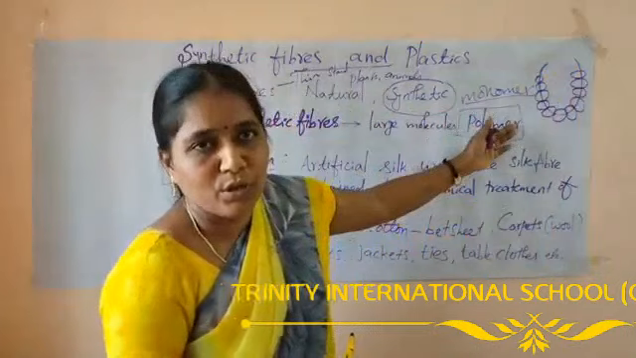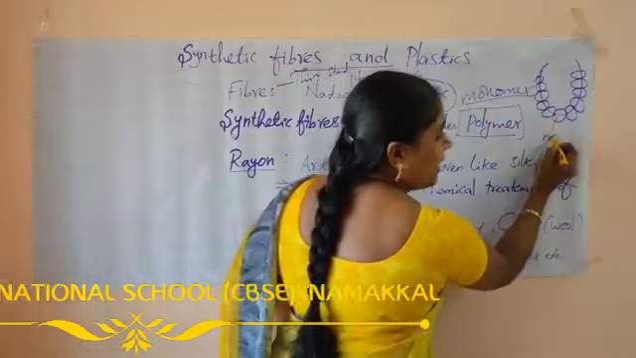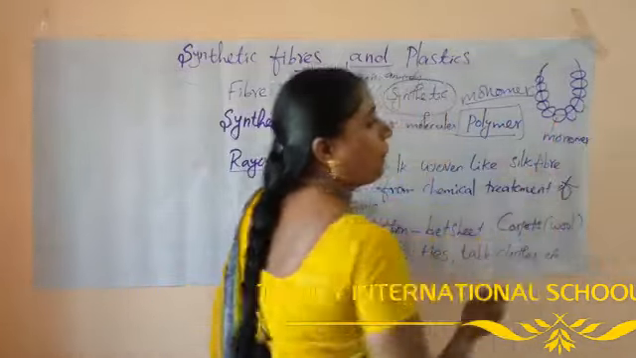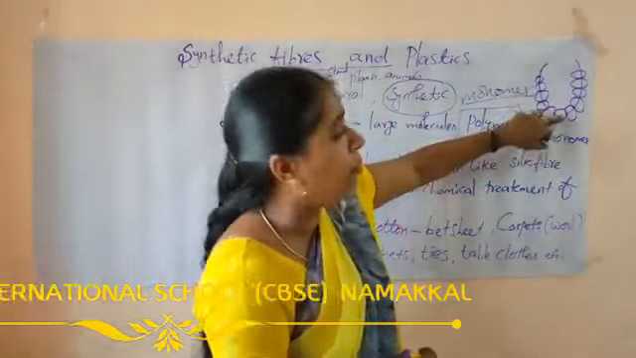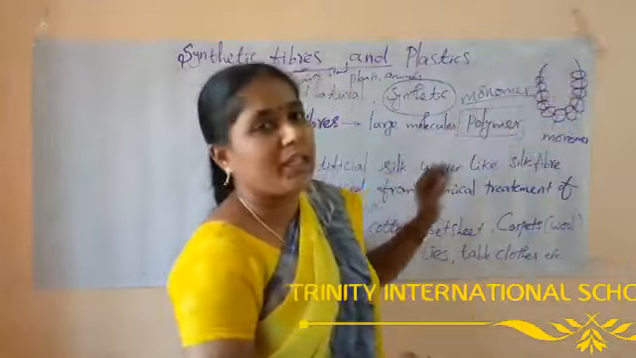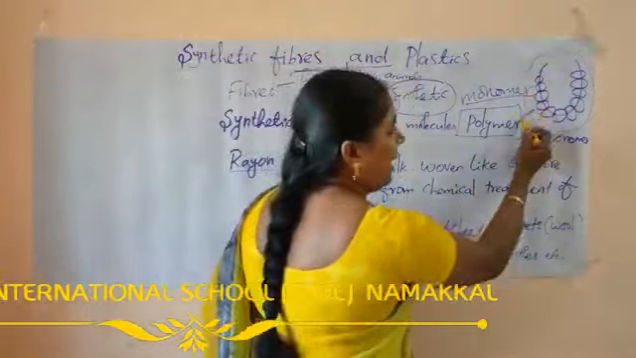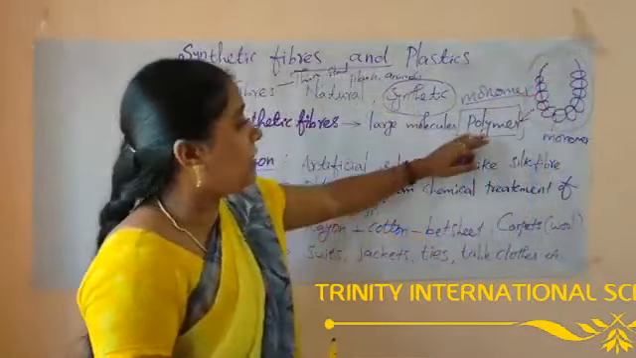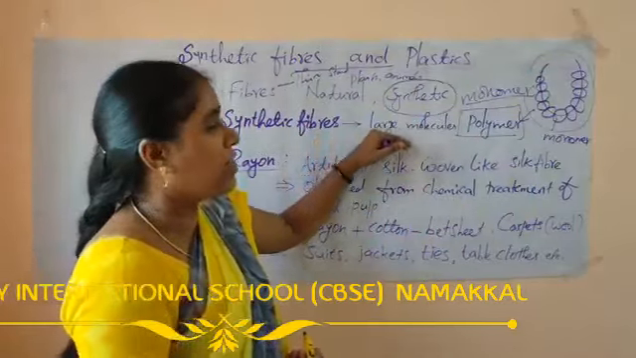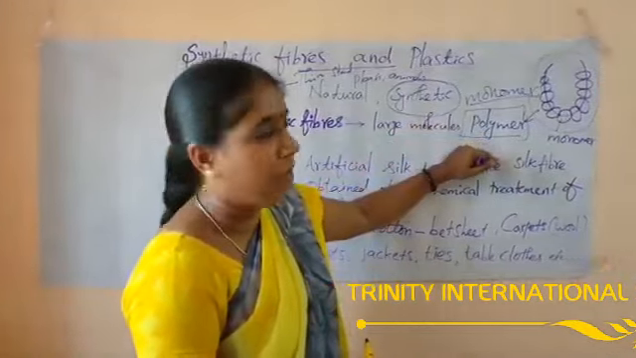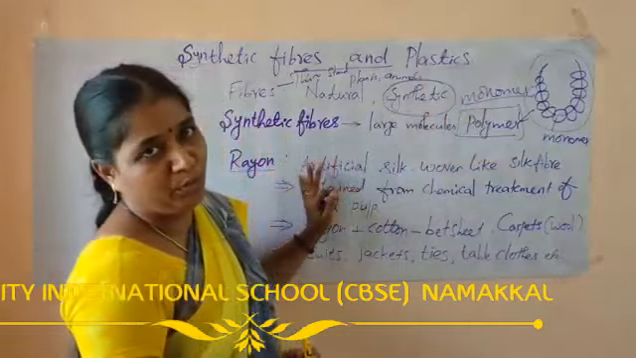Suppose you need to prepare one necklace. This is a small bead. Each bead is considered as a monomer, and the small monomer units combine together to make this large unit. This full large unit is called a polymer. Like this, every synthetic fiber is made up of large molecules called polymers. This polymer contains many smaller units called monomers.